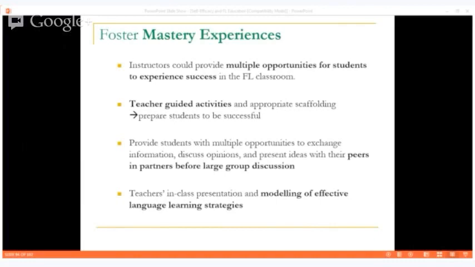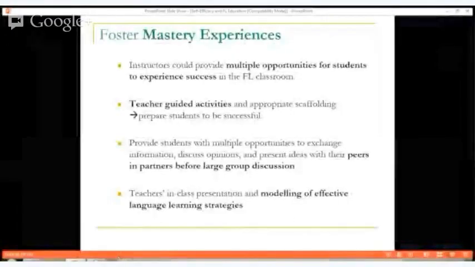You want to provide them with multiple opportunities to exchange information, discuss opinions, and present their ideas with their peers and partners. So a lot of partner practice, a lot of small group practice before they're asked to participate during a large group. And a lot of modeling of effective language learning strategies.